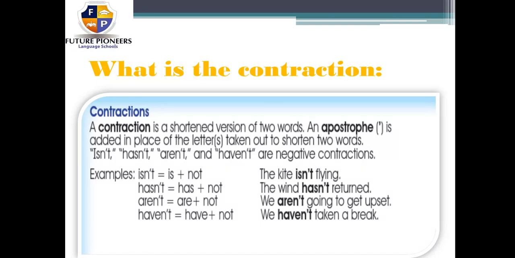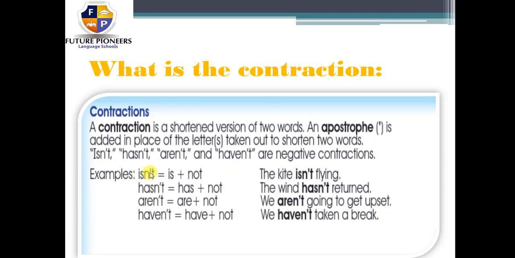And remember that there are affirmative contractions and negative contractions. Today's session is about negative contractions. So we are going to use them while we are using the negative form in the sentence. Example, isn't. Can you see here?